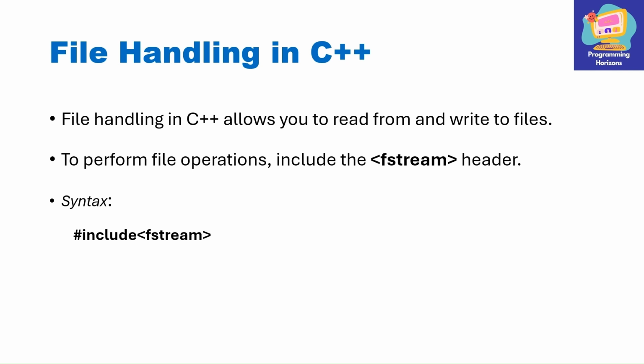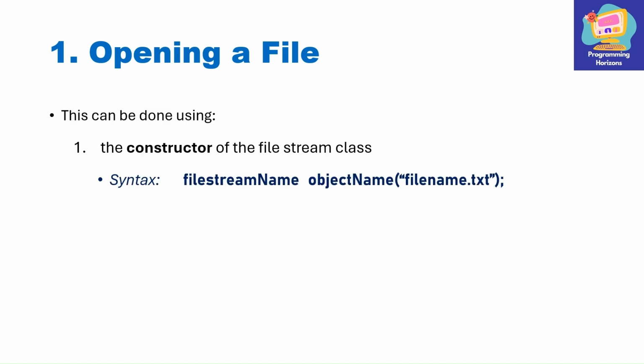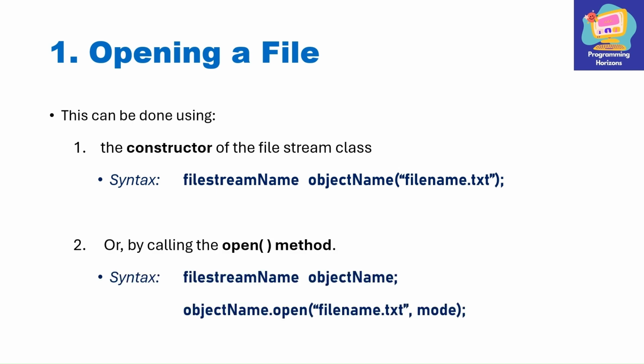In C++, it is possible to perform read and write operations on text files only after including fstream header in our programs, just like we have been including iostream header file throughout the programs. In order to perform any operation on a text file, we first need to open it, which can be done using the constructor of a file stream class as shown here, or by calling the open method. In the programs here, I am going to make use of the second method, which is to call the open method. This also allows us to specify the mode in which we are going to open our text file.